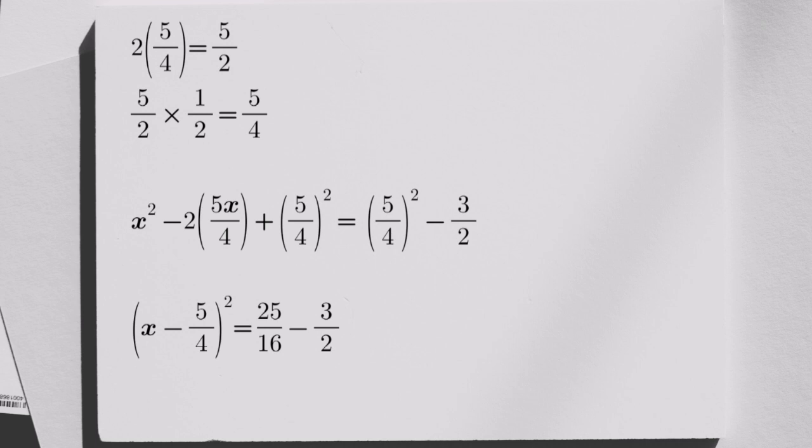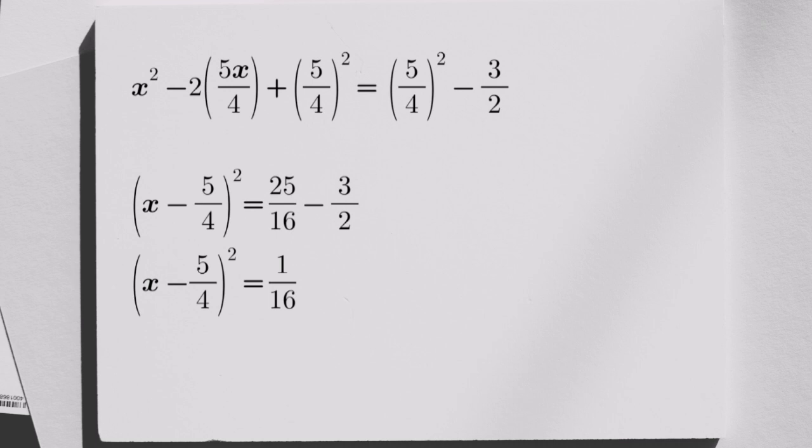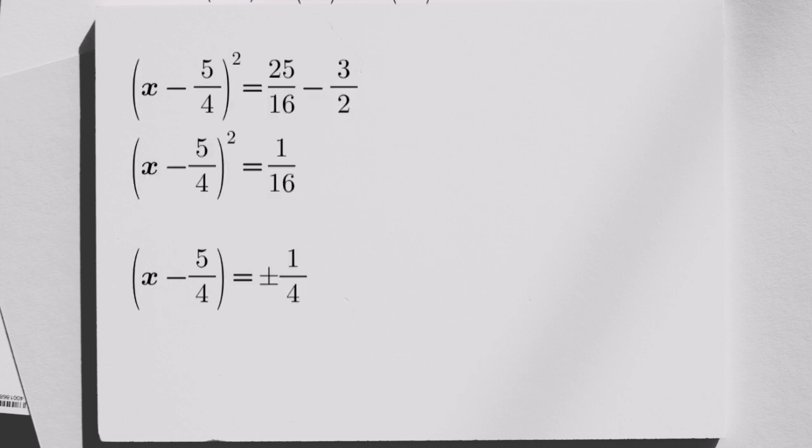So we have our equation as x minus 5 over 4 squared equals 1 over 16. Now to get rid of the square, what are we going to do? We are going to square root both sides of the equation. So when we square root both sides of the equation to get rid of the square, we have x minus 5 over 4 equals plus or minus 1 over 4.